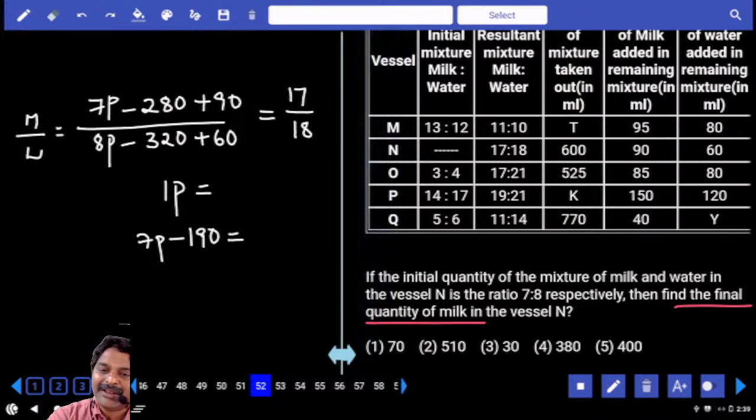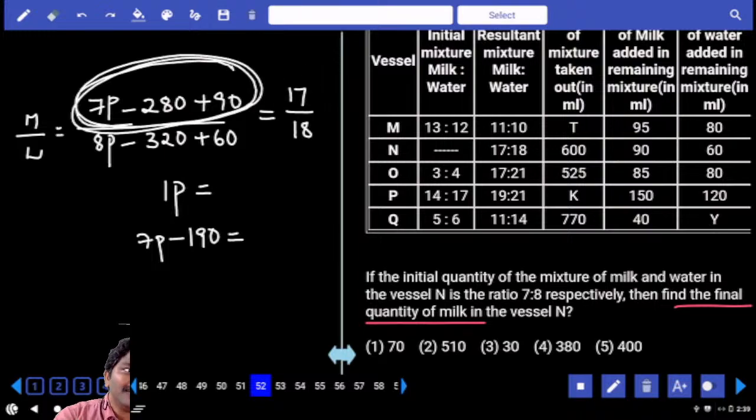Final quantity of milk, that is what we need. It is the numerator. 7 parts minus 280 plus 90, minus 190. 7 parts minus 190, that's what we need to calculate. Okay, right. That's the approach.